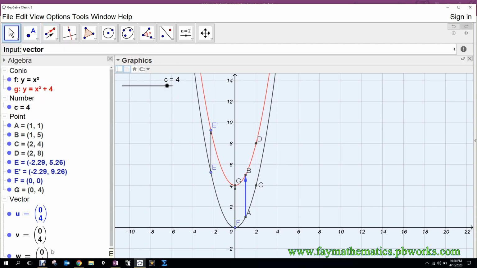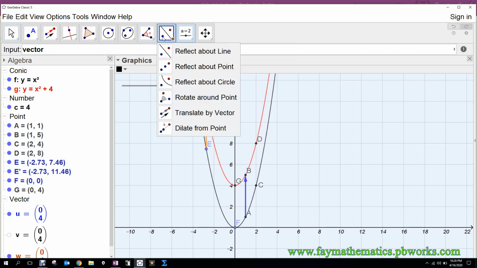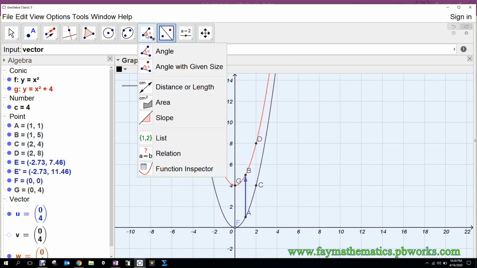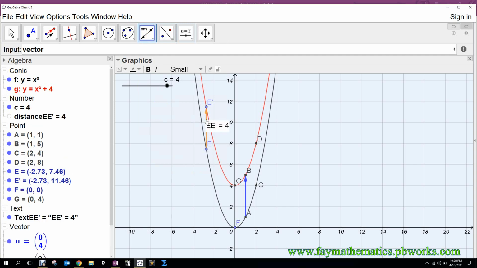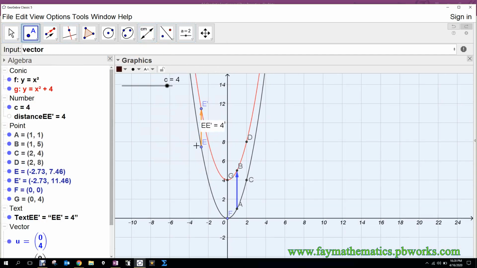All right, so let's take this orange vector, which is showing me a length of 4. No matter where I move E to, you see that it matches up E prime. And that distance right there, that is always 4 units. I click on that, E to E prime, you see it tells me 4 units.